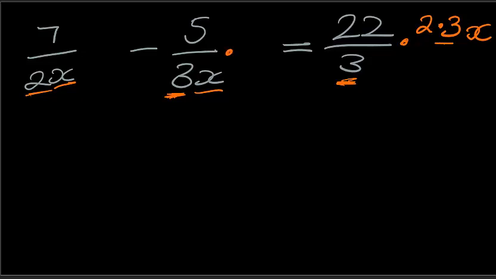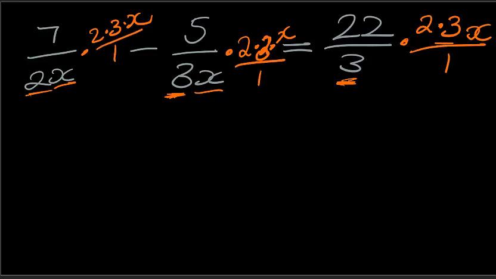So I'm multiplying this one by 2 times 2 times 3 times x, and this one is 2 times 3 times x. Remember, these are all over 1. If you want to keep your fractions, that's fine. So now we can cancel. And this one, I'm going to say 2 and 2 cancel, x and x cancel. I have 3 left.